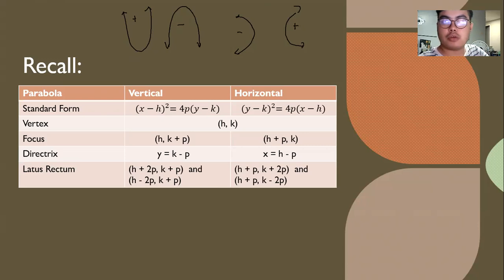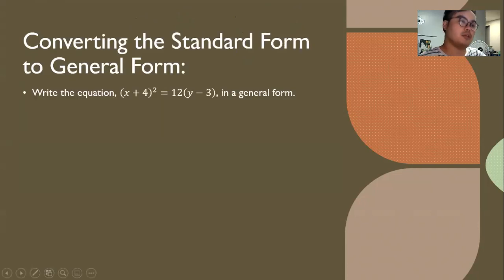Now we're going to convert from general form to standard form. Here is the standard form. What we're going to do here is expand this. (x + 4) squared will be (x + 4) times (x + 4). Then we're going to multiply this by the distributive method. So it will become 12y minus 36.